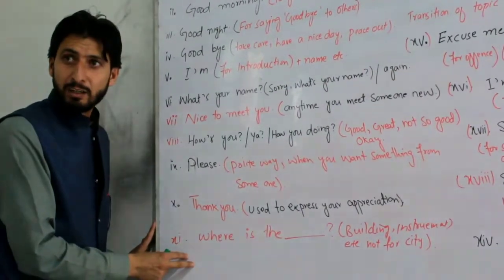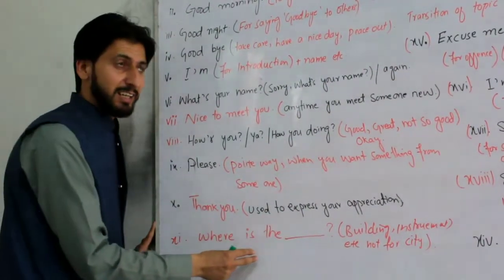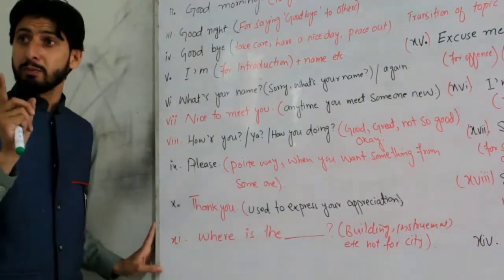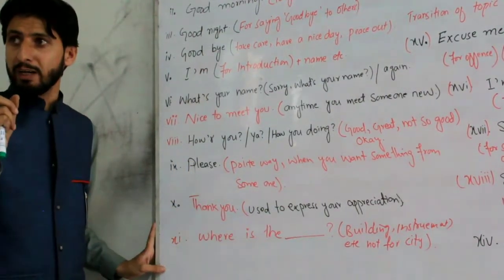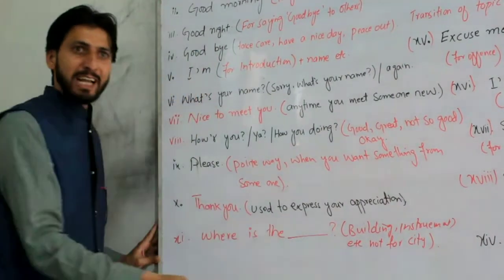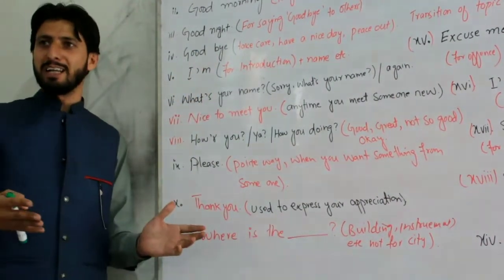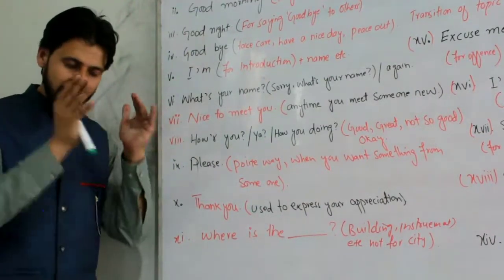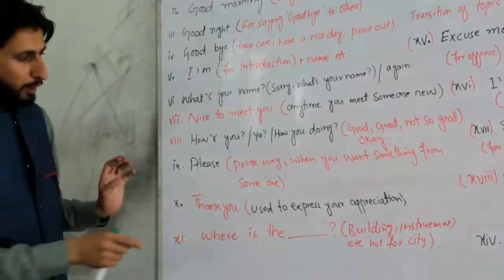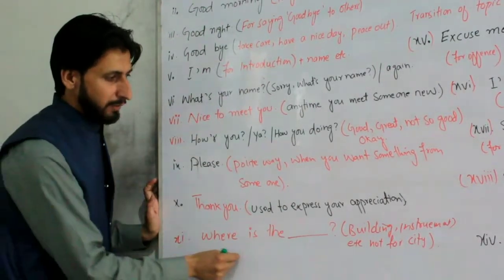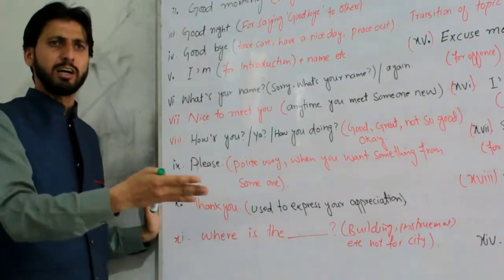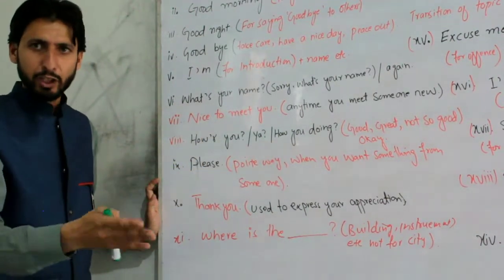You can say, where is English Language Academy? But remember a very important point: you cannot use the name of a city. You cannot say, where is Muzaffarabad. It is incorrect in writing as well as in speaking. So you can use this question for a building, an institution, or anything else you want to know about.